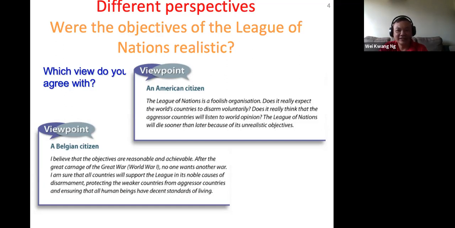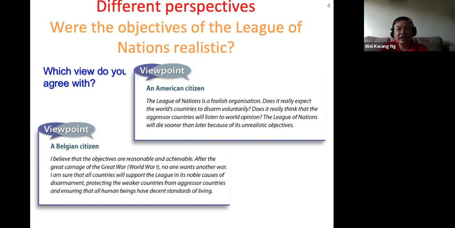Okay, so far so good. So this is how you get to understand this idea about perspective. Perspective focuses on the person, not on the content. Through the delivery of the content, you get an understanding of the perspective of this person. Now that you have a rough idea that this American citizen is negative, let's look at the Belgium citizen. I'm going to give you another 30 seconds.